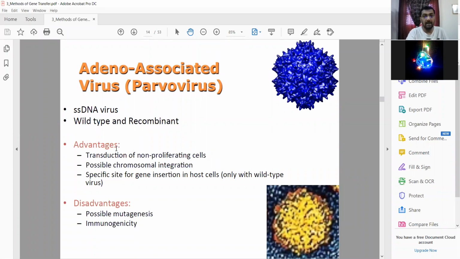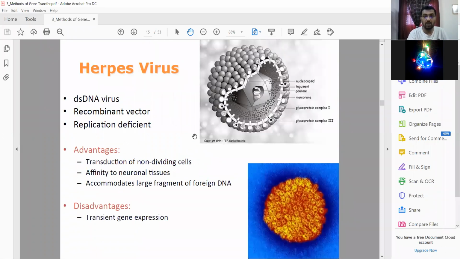large genes in it. Now moving further to the herpes virus. Again, this is a big virus. It's almost 200 nanometer in size with a huge genome, and it's again a double-stranded virus. Again, a recombinant vector, because many of the genes, which are pathogenicity or replication genes, are removed from this virus by the scientists. So that's why we call it a recombinant vector, and they are certainly deficient in replication properties.